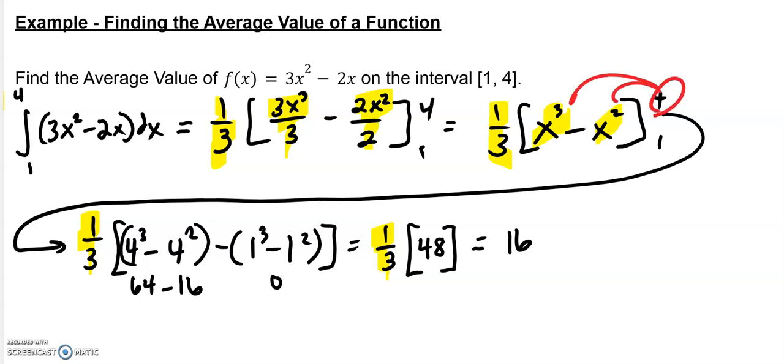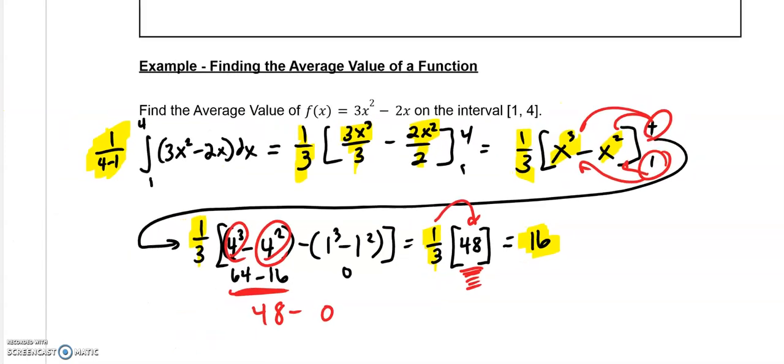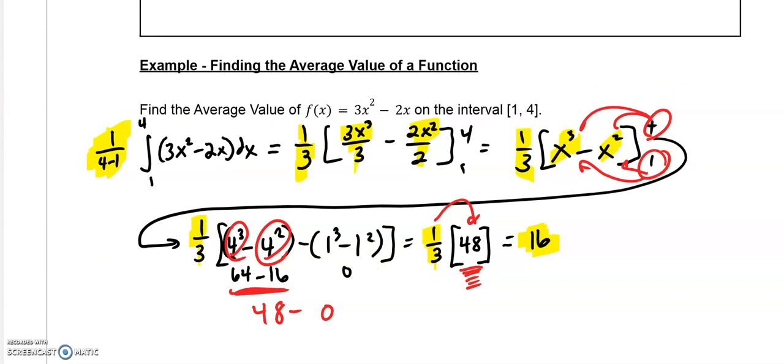So plug 4 in, subtract what you get when you plug 1 in, and you end up getting 64 minus 16 once you simplify those down, and that would give you 48 minus 0, which is where this 48 came from. Then I multiplied 1/3 times 48, and we get 16. So that gives us the average value of the function 3x squared minus 2x from 1 to 4. That's the average value, because of the 1 over b minus a.